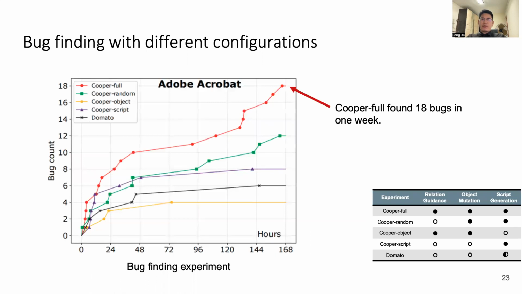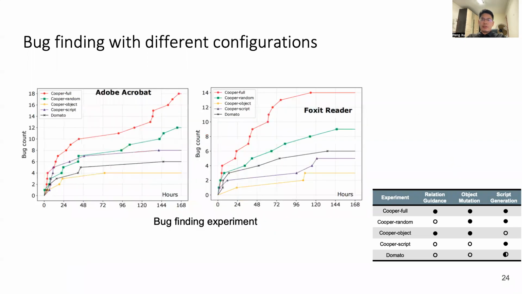We applied different configurations on Adobe Acrobat and recorded bug finding history in 1 week. As you can see from this figure, Cooper 4 found 18 bugs in 1 week, which is the most among all configurations. This result proves our concept that cooperative mutation is essential to find bugs in binding code. We also did the experiments on FoxReader. The result is similar to Adobe Acrobat. Cooper 4 always found the most bugs.